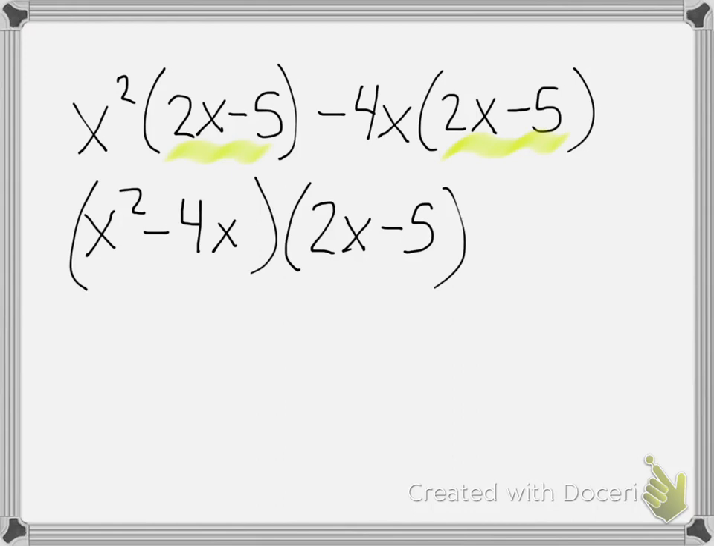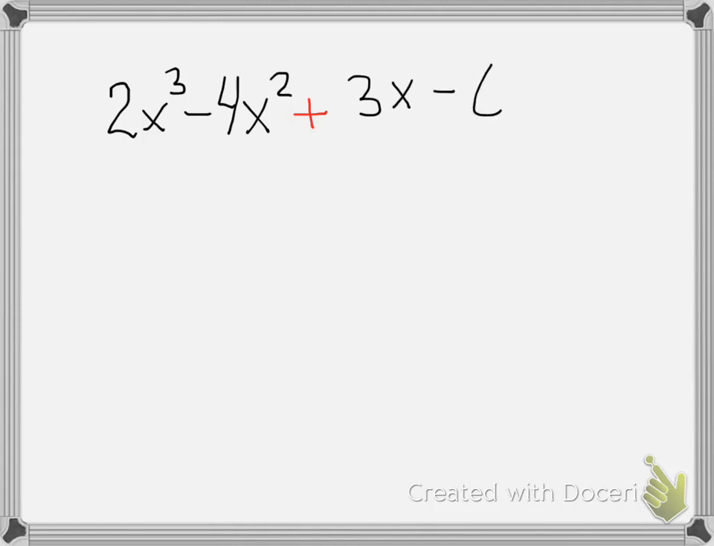So that would be like when you're halfway through the problem. If I have 2x cubed minus 4x squared plus 3x minus 6. Let's say you had this polynomial and it has 4 terms. Then factoring by grouping is a way of how to deal with polynomials that have 4 terms. It works on 4 terms.